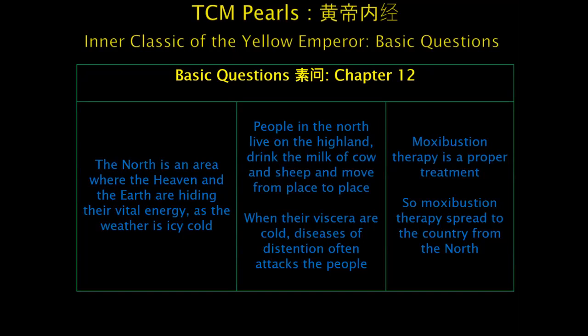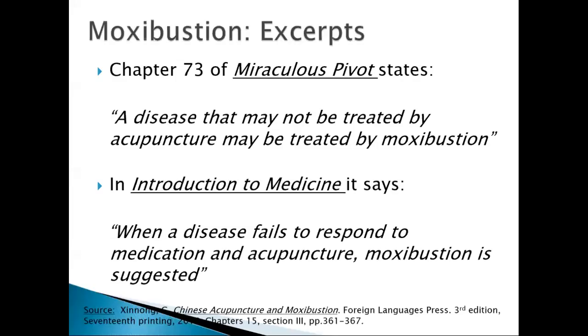So one way to treat the symptoms and diseases arising because of cold weather, the Chinese developed the treatment of moxibustion. And did you know that in chapter 73 of Miraculous Pivot, it states that a disease that may not be treated by acupuncture may be treated by moxibustion. And in Introduction to Medicine, it says, when a disease fails to respond to medication and acupuncture, moxibustion is suggested. So these are recorded in the ancient classics.